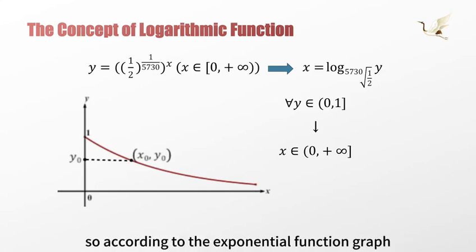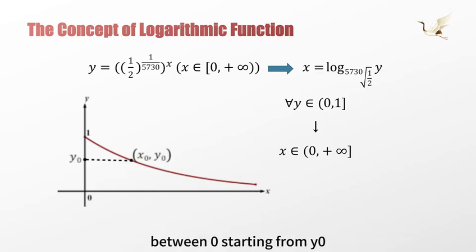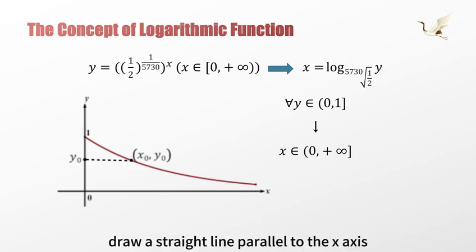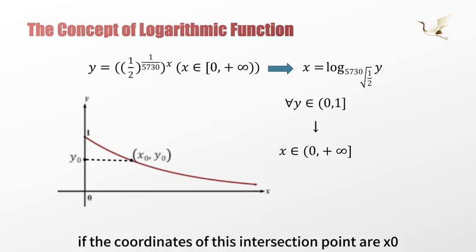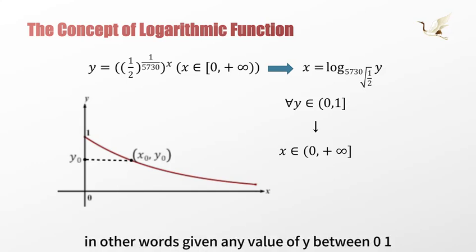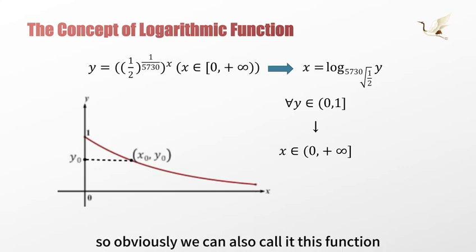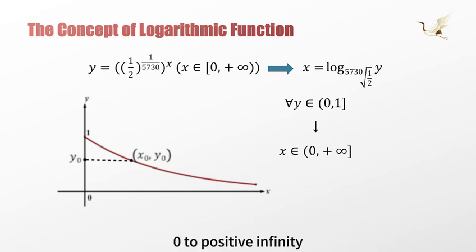According to the exponential function graph, we can randomly take a number y0 between 0 and 1. Starting from y0, draw a straight line parallel to the x-axis, which will have a unique intersection point with our exponential function. If the coordinates of this intersection point are (x0, y0), then y0 will uniquely determine an x0. In other words, given any value of y between 0 and 1, I can always uniquely determine a corresponding x value from 0 to infinity. So obviously, we can call this a function, from the set (0, 1] to the set 0 to positive infinity.